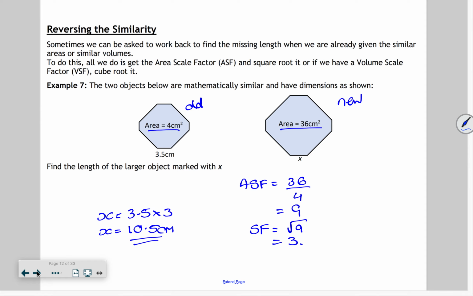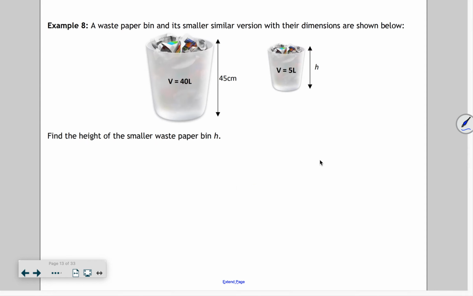Let's look at example 8. A waste paper bin and its smaller version with dimensions are shown below. This time we have a big volume of 40 litres and a height of 45 centimetres, a smaller volume of 5 litres, and I want to work out the height. So this is the new shape, this is the old shape.